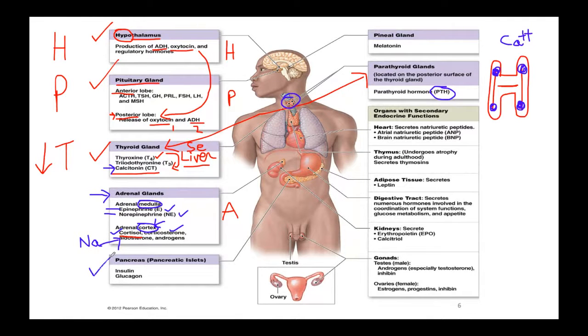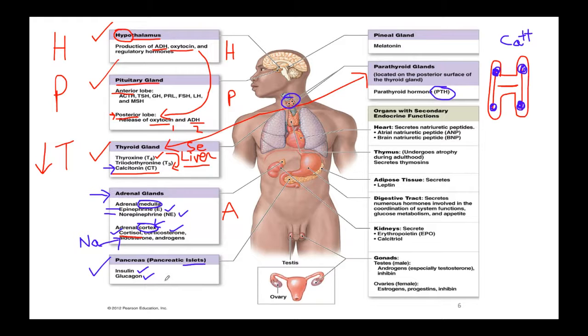The pancreas, we said, is endocrine and exocrine, so it's a mixed gland, but the two hormones they're showing here, insulin and glucagon, are the endocrine portion. Insulin is secreted by the islets of Langerhans, the beta cells of the islets of Langerhans, and glucagon is released by the alpha cells of the islets of Langerhans.